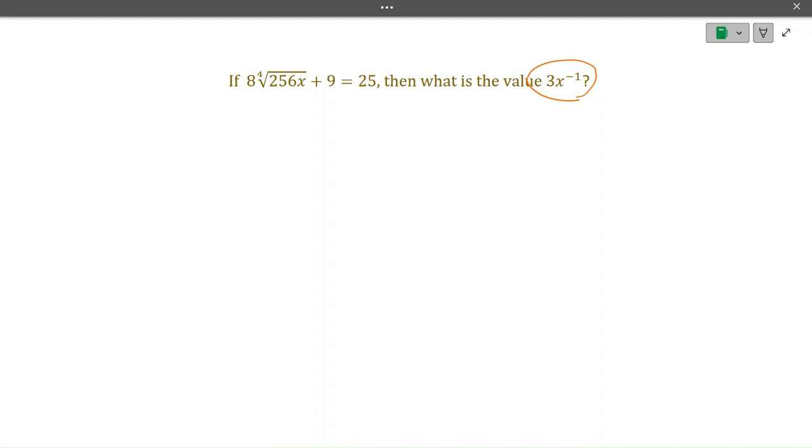But before we can do that, we have to figure out what the value of x is using this equation. So we're really being tested on, can we solve an equation that has multiple steps that's not super straightforward, and then can we plug it into an expression and deal with the negative exponent? Let's go ahead and work through how we would solve this.